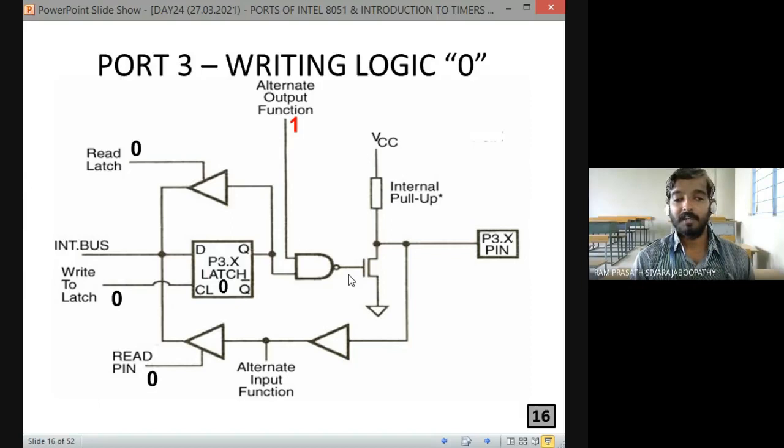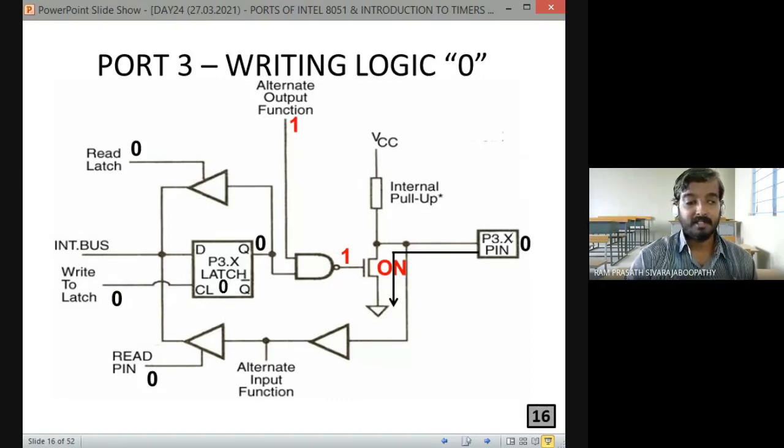What about the output of the NAND gate? The inputs are 1 and 0, correct? Yes, very good. The output of the NAND gate is going to be 1. So what about the condition of the transistor? On. So this path is going to be a closed path. So we will have logic 0. Latch has logic 0, pin has logic 0.